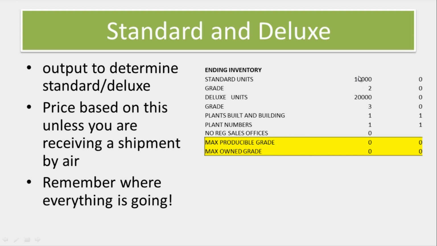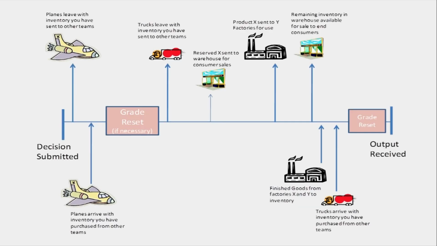So let's say this 10,000 X2 is shipped off, and then you receive a shipment of, say, X4. Then what would happen is the X3s would become your standard grade, and the X4s would be your deluxe grade. That's the only time it's going to change. Okay? So just remember that when you're going to set your price.